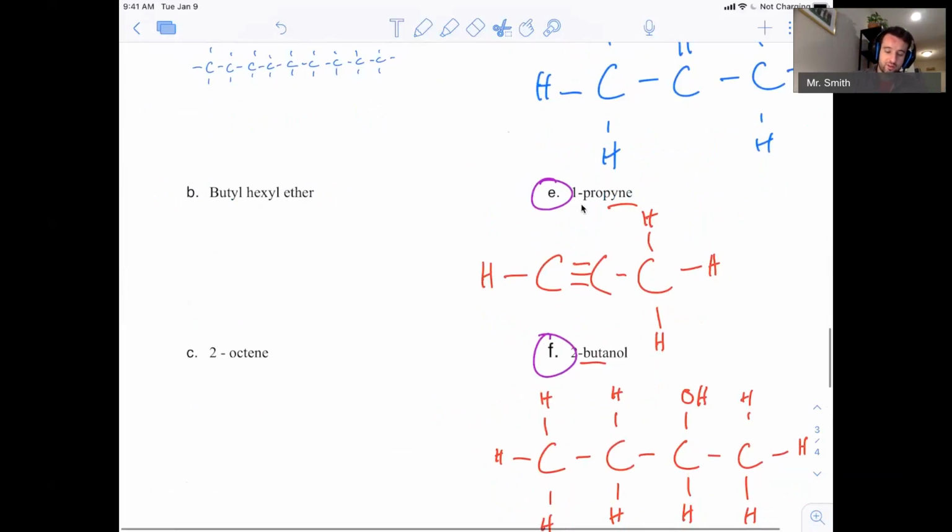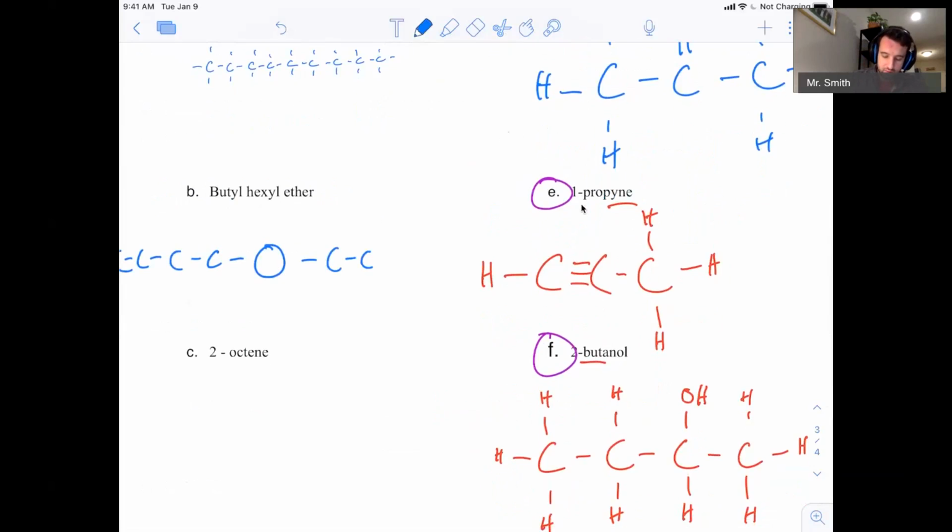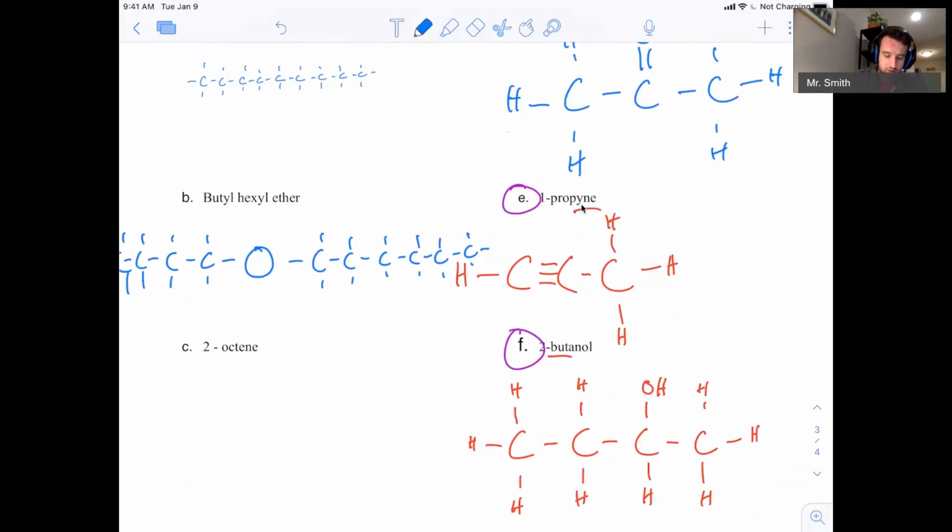Butyl hexyl ether, this is going to be a lot again. Remember, an ether is an O. Butyl means 4, 1, 2, 3, 4. Just fit that in there. And hexyl means 6, 1, 2, 3, 4, 5, 6. And then again, I'm just going to draw the bonds, but I'm not actually going to take the time to draw all of the H's. Close enough. All right, there should be another bond on the other side of this guy over there.